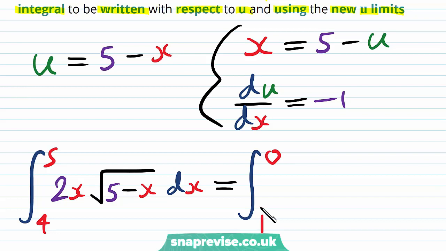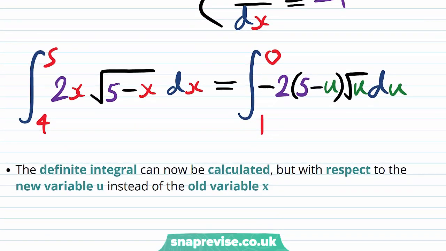Then we look at our dx, and we want to have du instead. Well, du equals minus dx, so dx is minus du, whichever way around you want to put it, and so if you want to have a du, we're going to need to have a minus with it, and so I'll put that minus at the front. And then we have our 2x, well that is 2 lots of 5 minus u by substituting. And then finally, the whole point of this, we have our square root of u. The definite integral can now be calculated, but with respect to the new variable u instead of the old variable x.